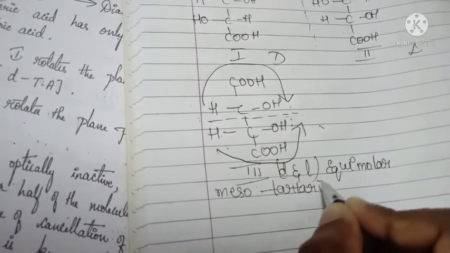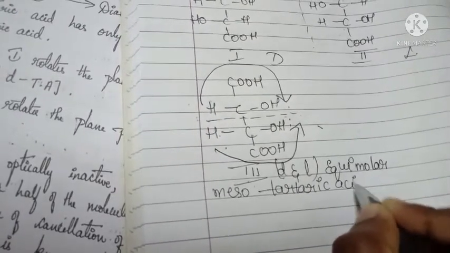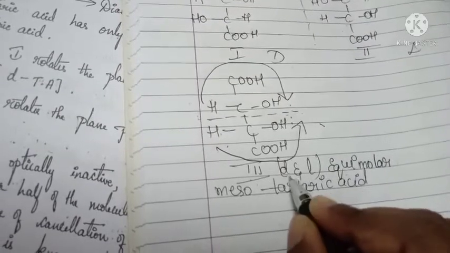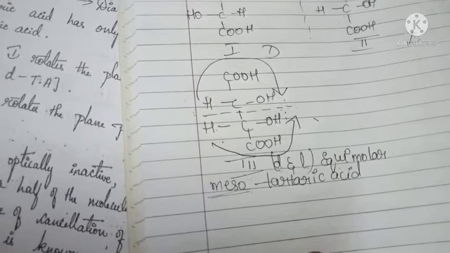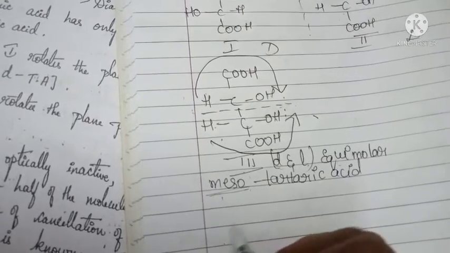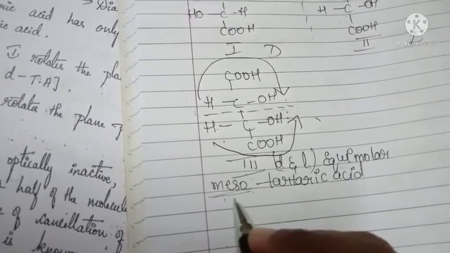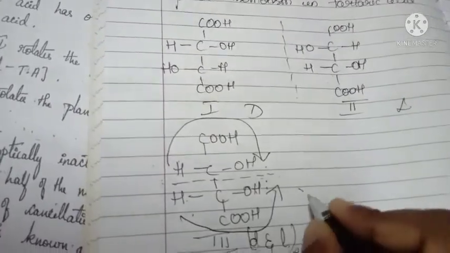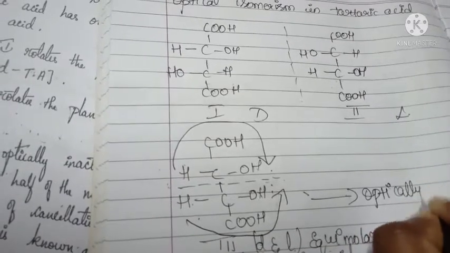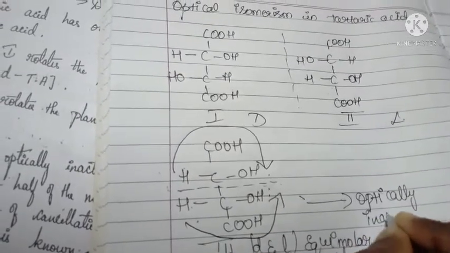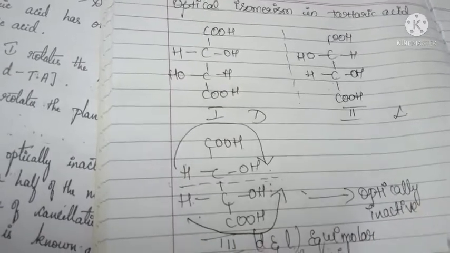Meso-tartaric acid means the molecule which has both D and L, an equimolar mixture of D and L, is called a meso structure. Meso means D and L both, or a positive rotation and negative rotation both take place. So it is optically inactive. Why is it optically inactive? It has a plane of symmetry.